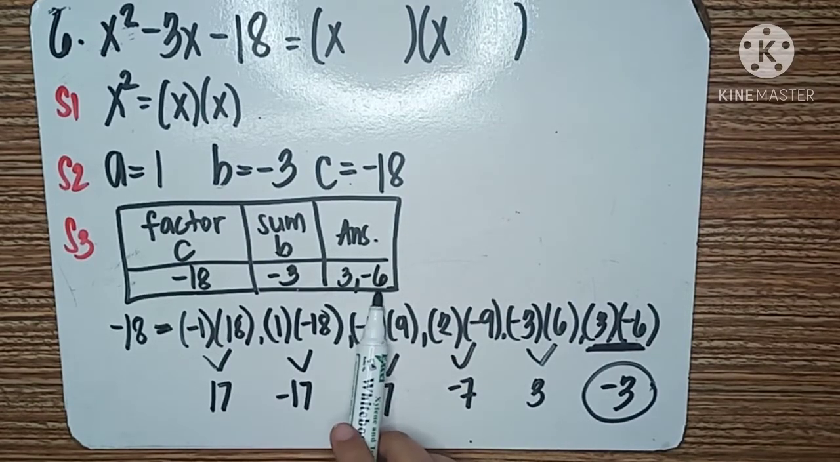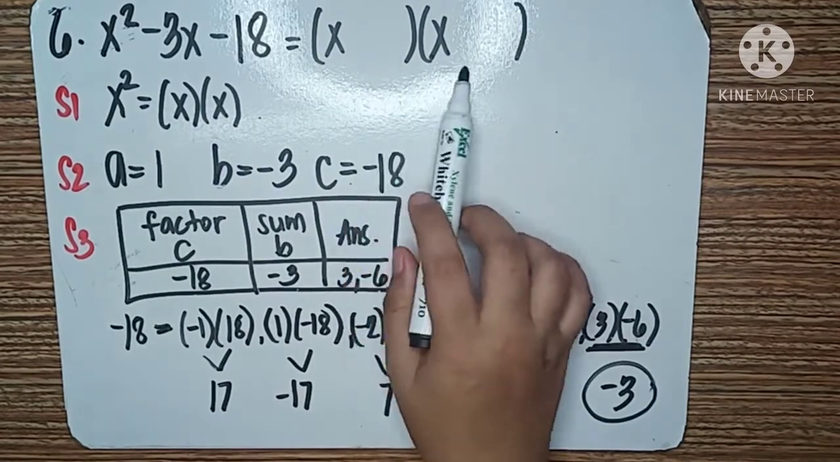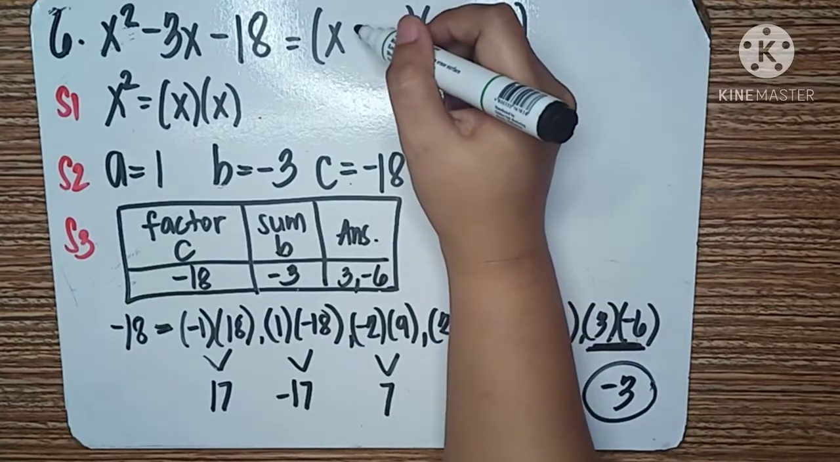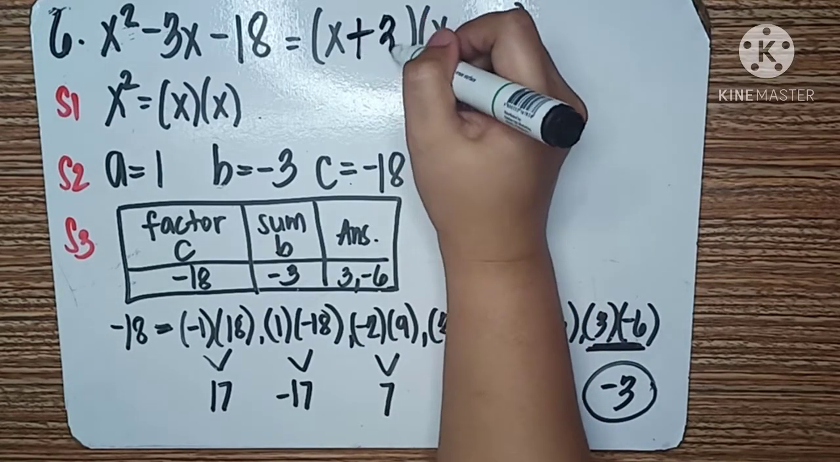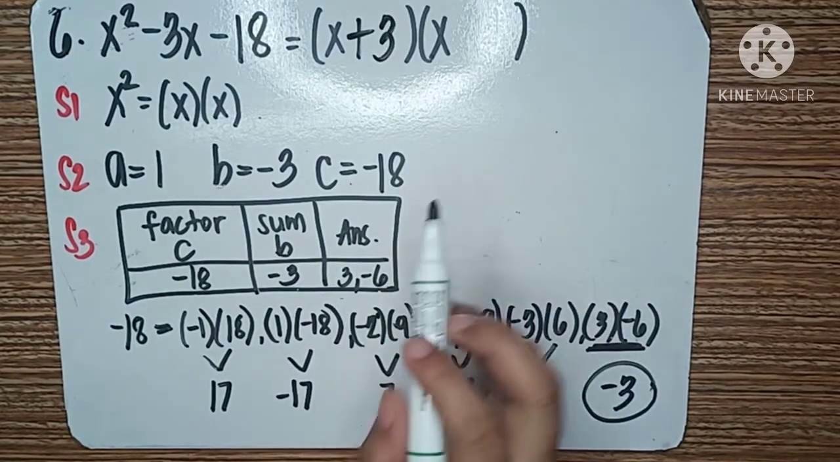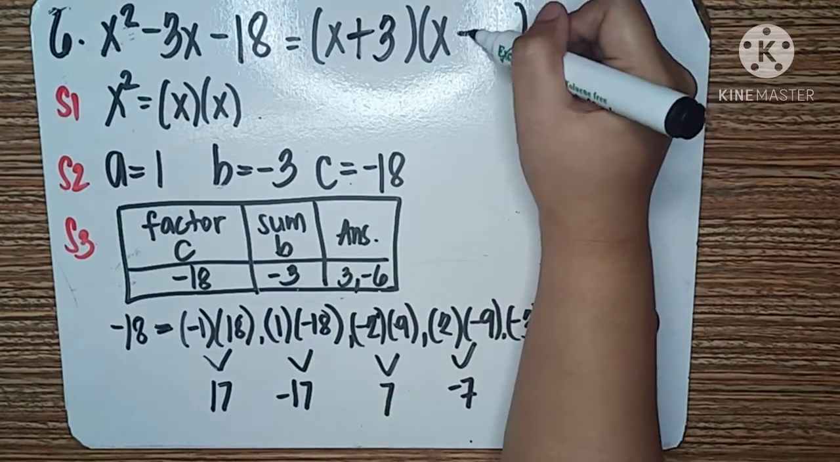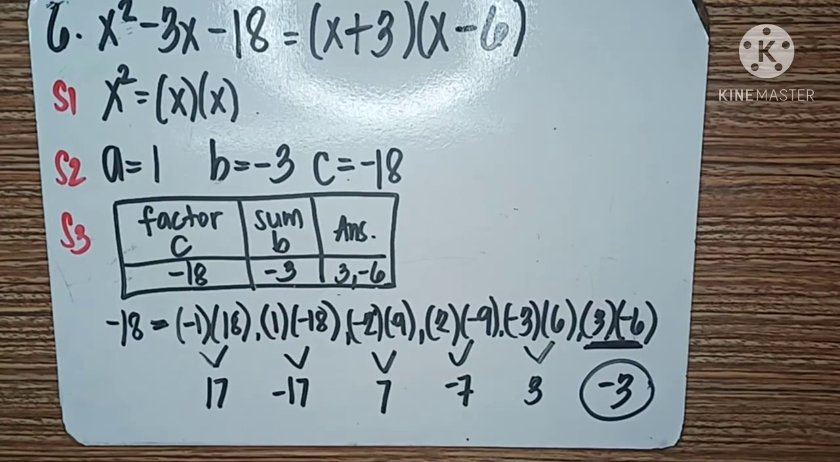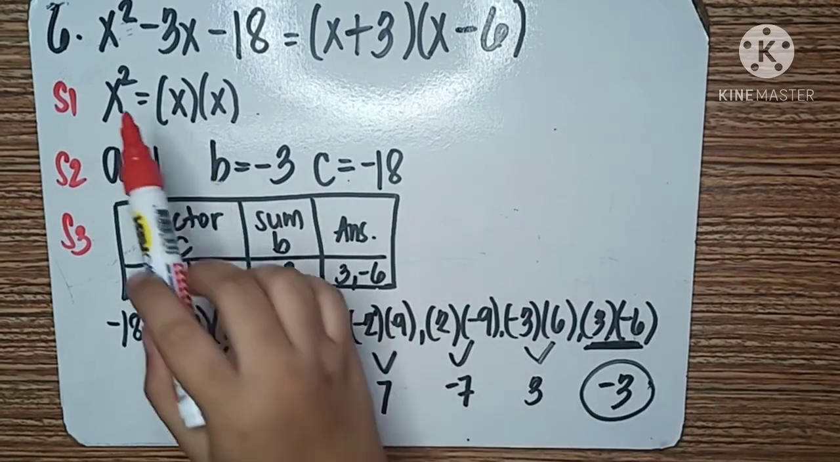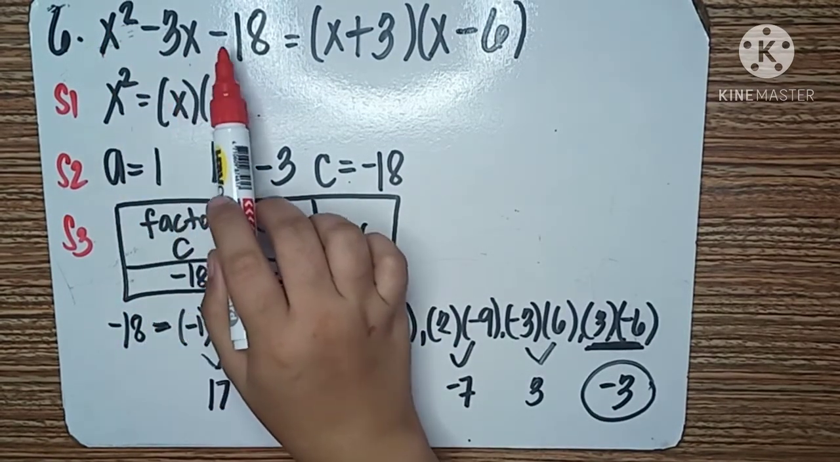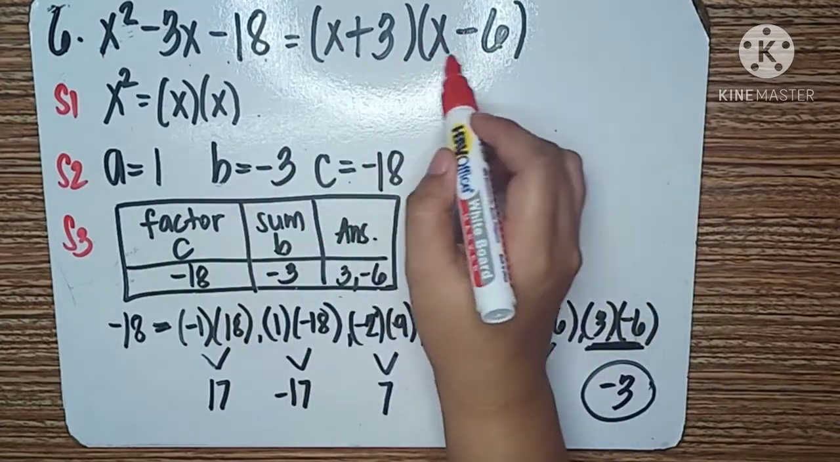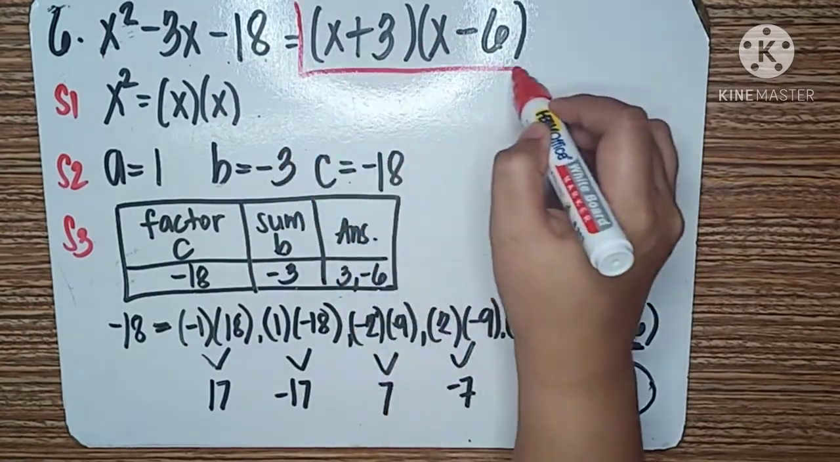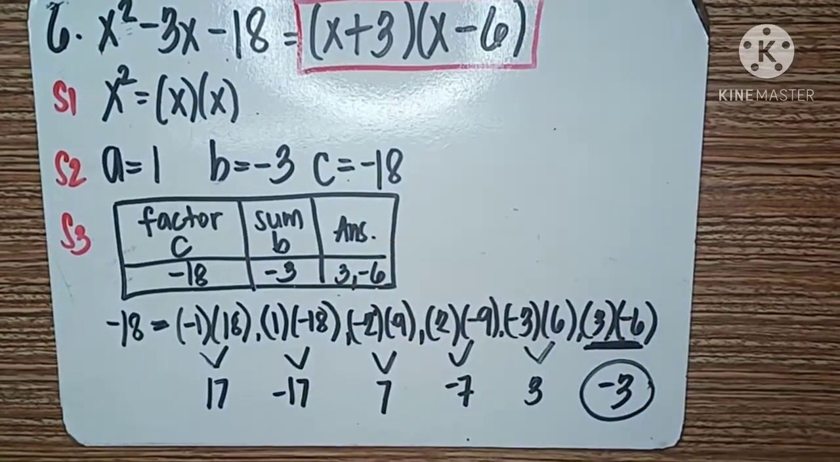We'll add these two factors to our first term of the binomial. This now will become x plus 3 kasi positive 3. And then it will become x minus 6 kasi negative 6. Therefore, the factored form of x squared minus 3x minus 18 is the product of x plus 3 and x minus 6.